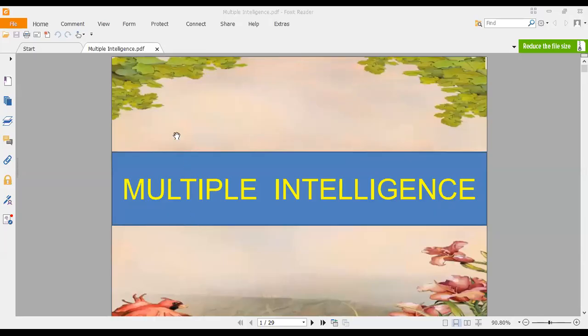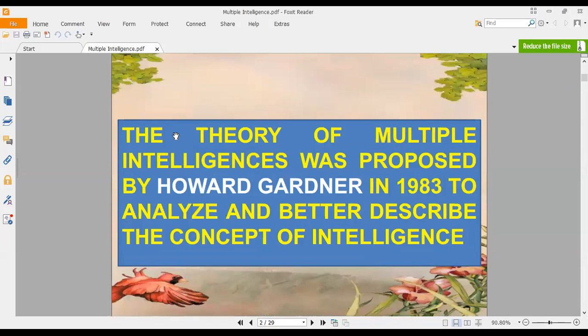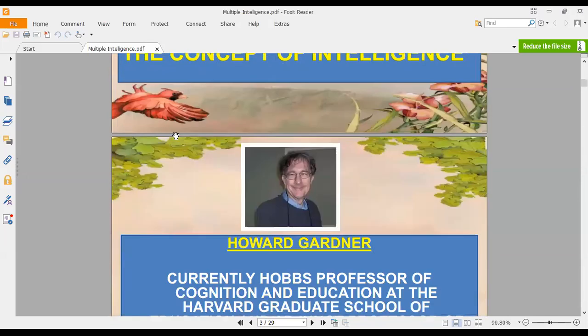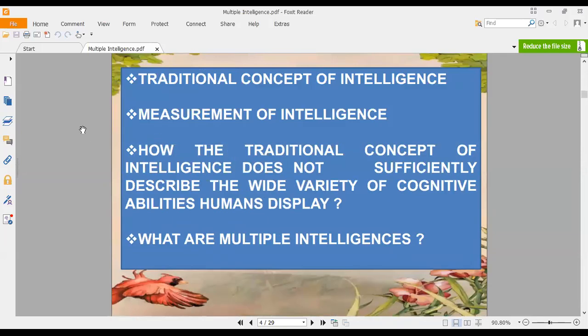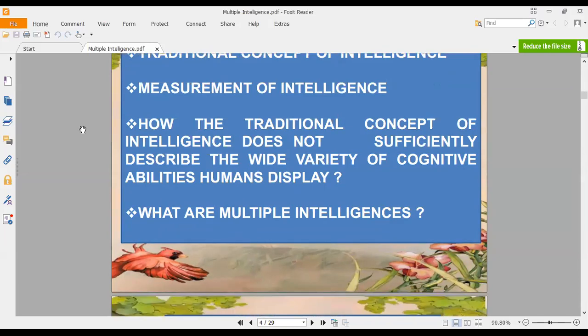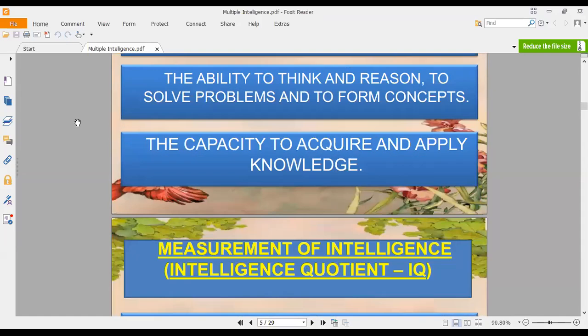Multiple intelligence. If you go into your human learning lesson plan, you can see this is a particular per week session. So multiple intelligence, proposed by Howard Gardner. I told those things. Here I'm just putting what are the multiple intelligences. We'll go to that slide rather than going through the same thing again and again, right?